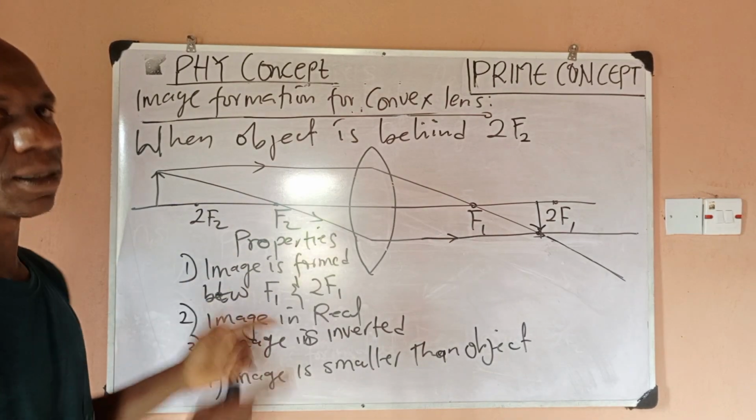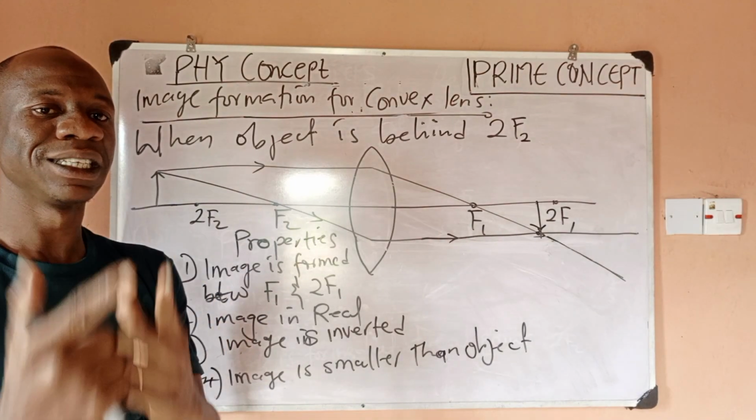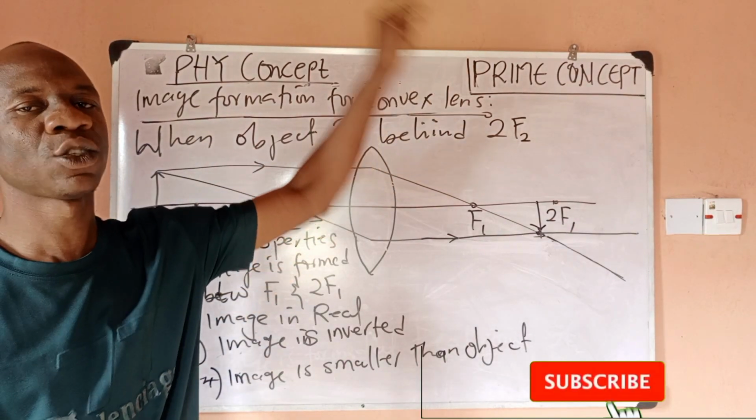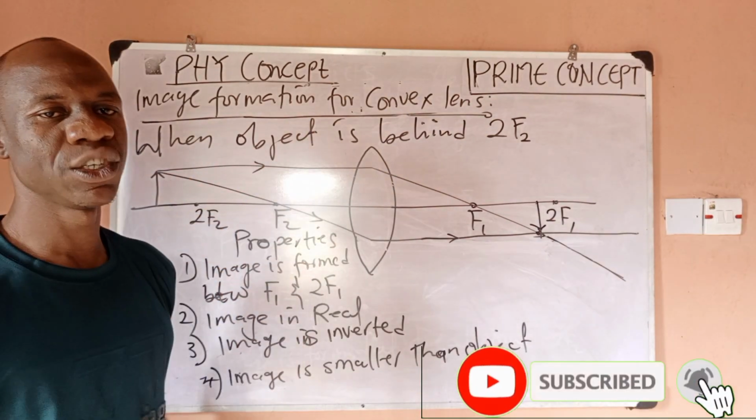I believe this concept is very clear to you. In the next video, I'll be considering when the object is placed at 2f, where will the image be formed?